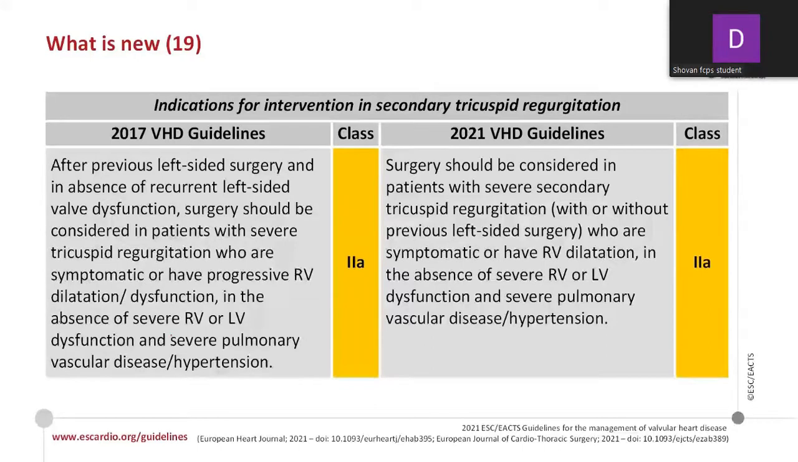And in case of secondary tricuspid regurgitation, surgery is considered in patients with severe tricuspid regurgitation with or without previous left heart surgery, who are symptomatic or having RV dilatation, in absence of severe RV or left ventricular dysfunction and severe pulmonary vascular disease. That is now a class 2A indication. So there are some changes from the previous guideline.